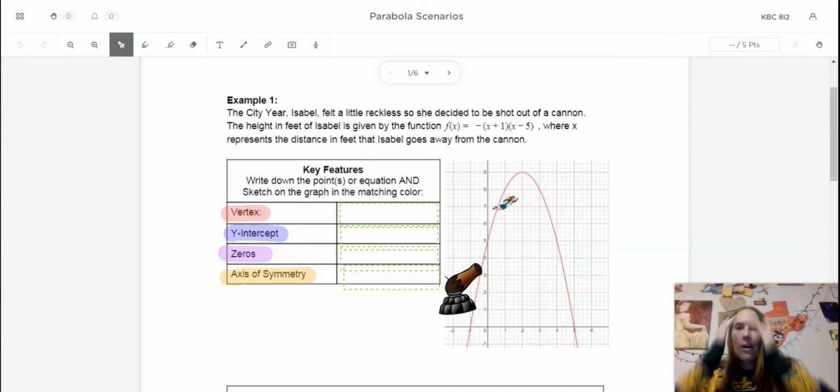All right, so this is for if you pick to work independently or if you somehow were not in class Thursday to go through these examples.